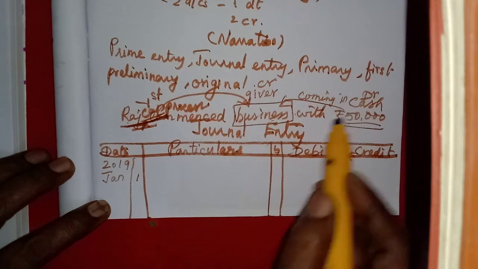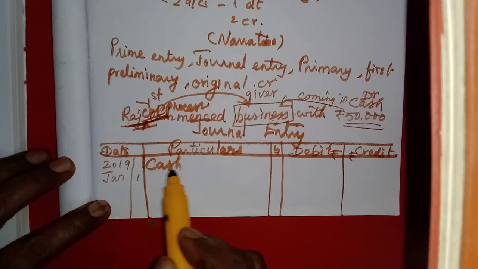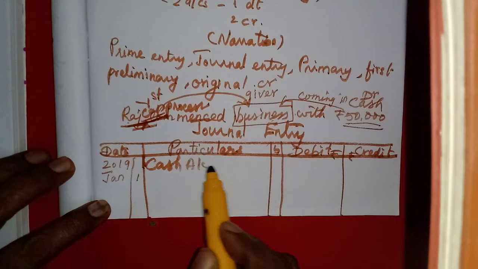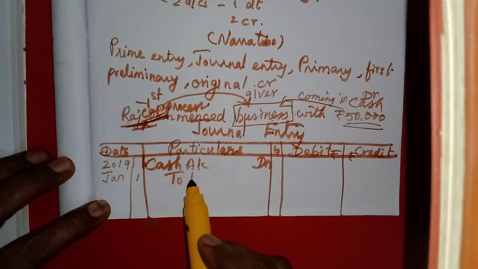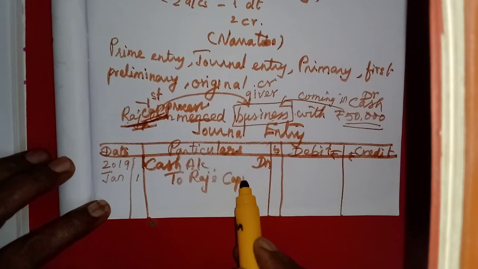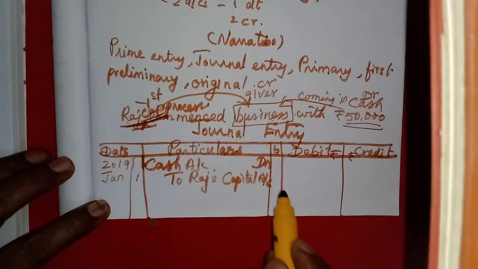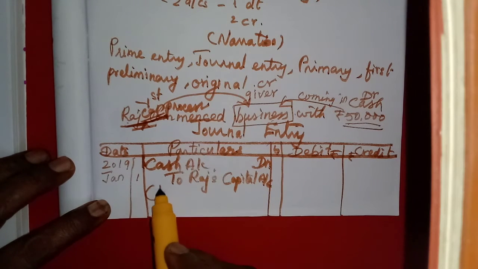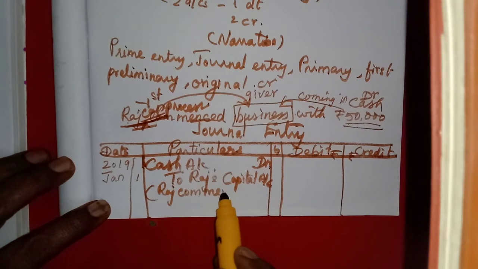So now we should write the journal entry. From this line you have to start. Cash account, Dr, we have to write here. Then 'To' should be written leaving a little space in the second line: To Raj's capital account, A/c. Then the narration: Raj commenced business. This is called narration.